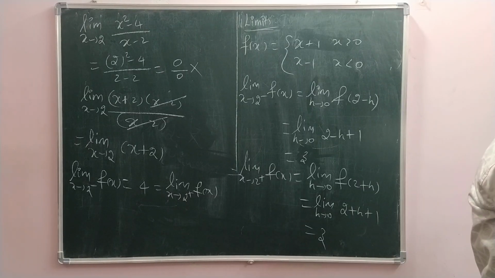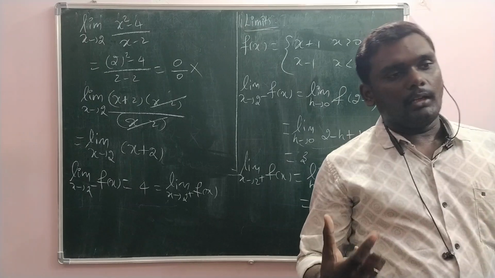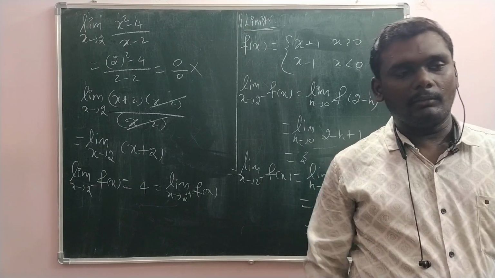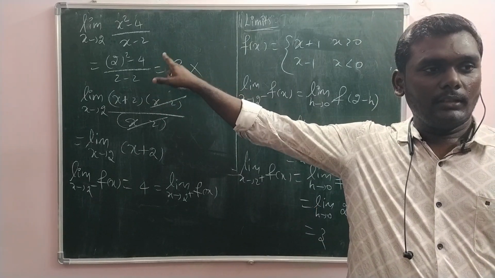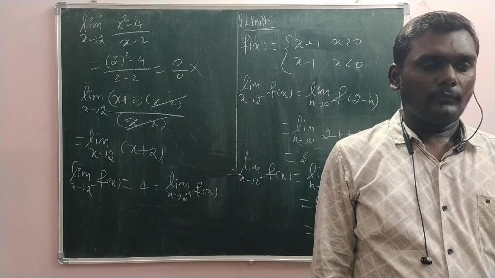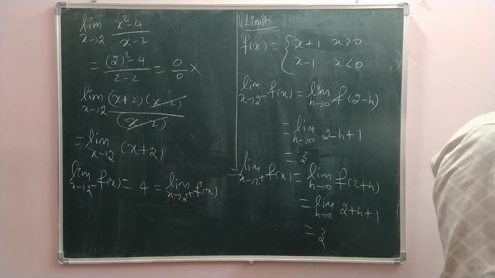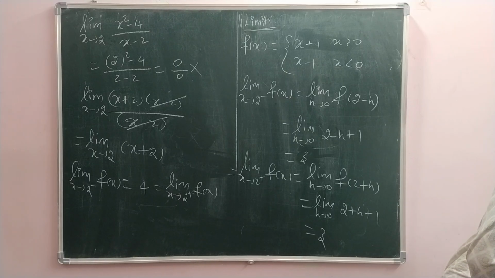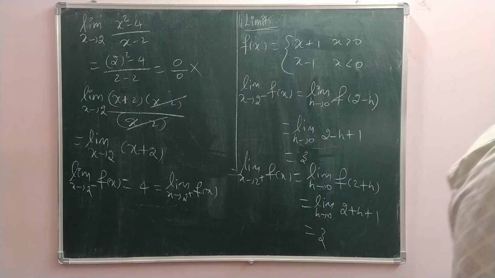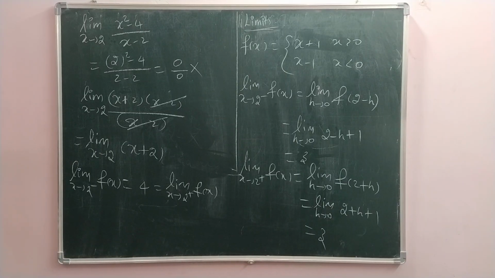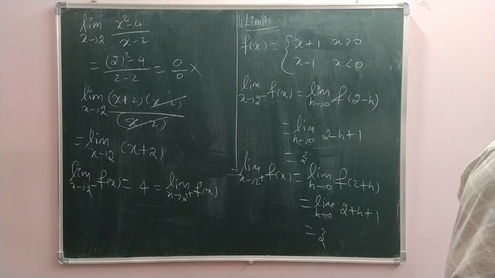See, in some scenarios you might not need to calculate the left limit and right limit, because here we substituted, we got 0 by 0, then we factorize, then we check. But in some cases, the answer may be direct. Okay, and then next.